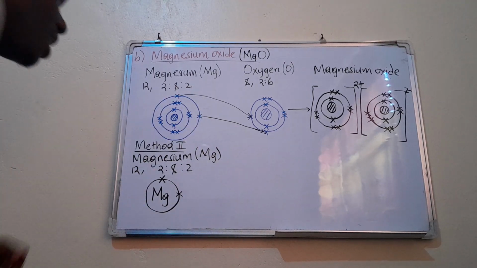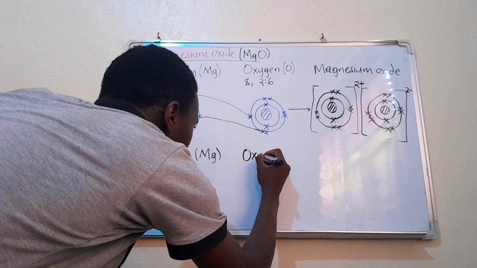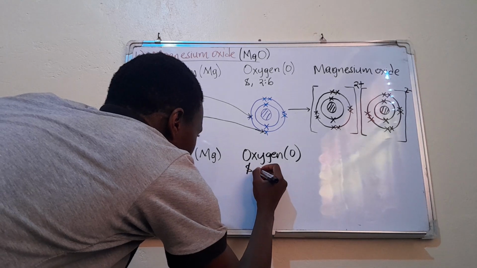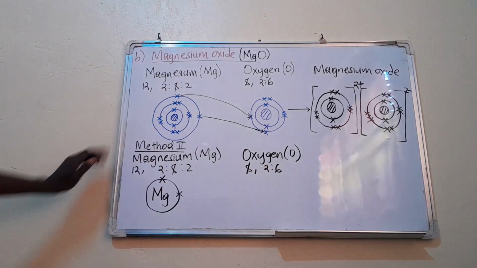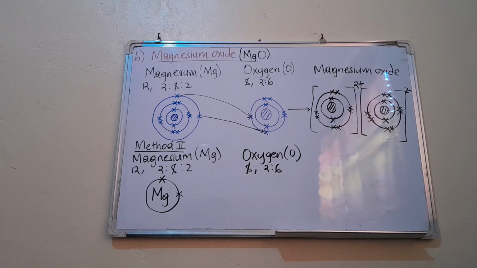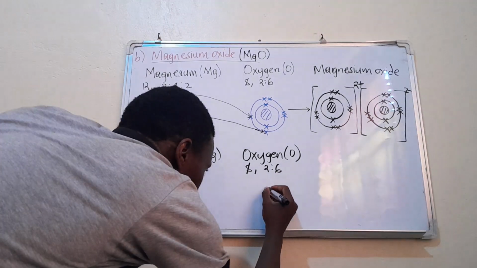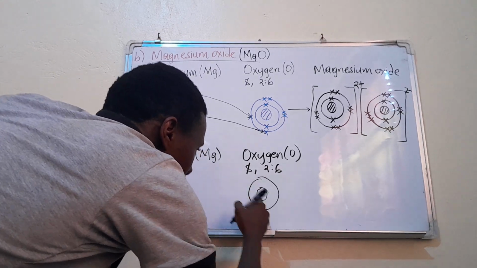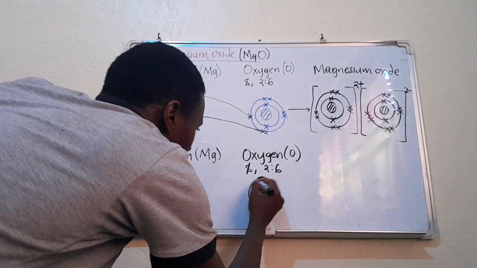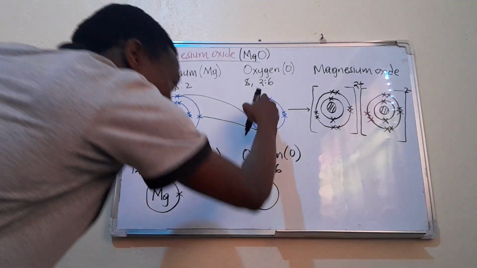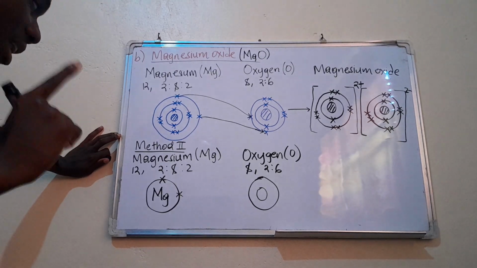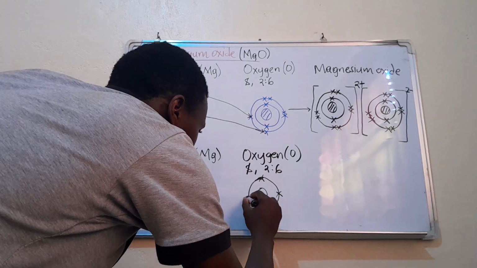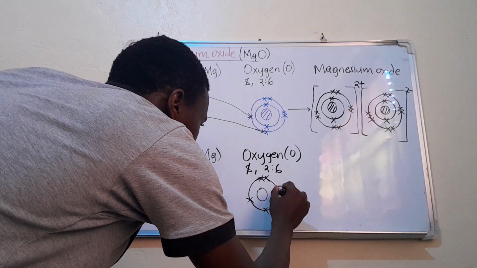Then also oxygen, which is O, element 8, electronic configuration 2, 6. I can also summarize the atomic structure of oxygen by coming up with something of this sort. So this is capital O. I'm only representing the outermost electron shell: 1, 2, 3, 4, 5, 6.